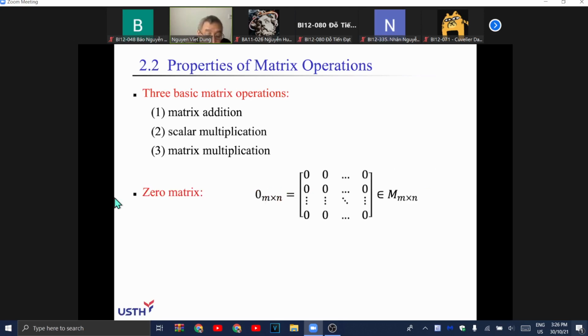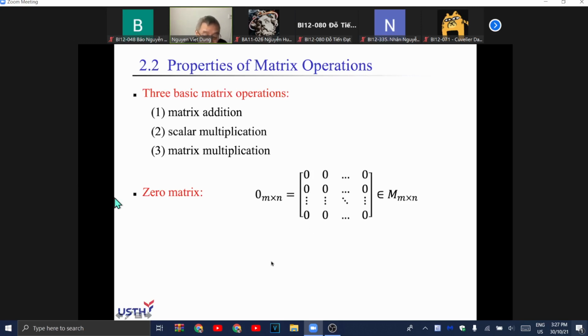Now, before telling you about the properties of the operations, I tell you the definition of two new things, two special matrices. The first one is the zero matrix. The zero matrix, denoted by 0 m by n, is an m by n matrix consisting of zero in every entry, like on the screen here you see.